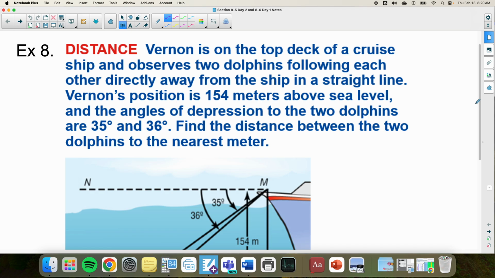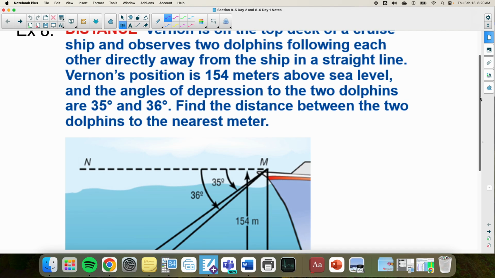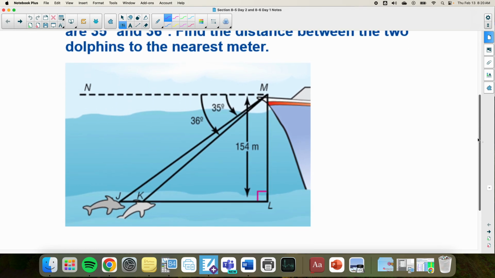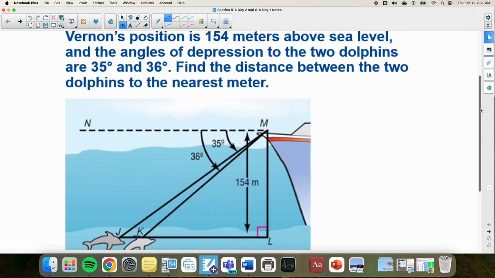So this one says Vernon is on the top deck of a cruise ship and observes 2 dolphins following each other directly away from the ship in a straight line. So Vernon is up here looking at these 2 dolphins down here. It says Vernon's position is 154 meters above sea level, so this is the 154. And then the angles of depression to the 2 dolphins, one is 35 and one is 36.